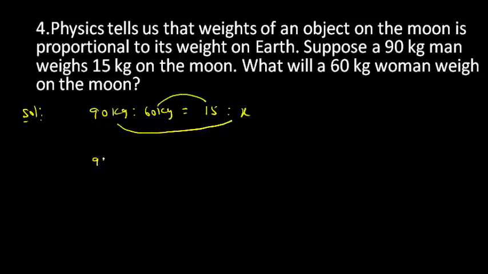That means 90 into x equals 60 into 15. So x equal to 60 into 15 by 90. Here 0 0 cancel. 3 divides 6 in 2 times. 3 divides 9 in 3 times. 3 divides 15 in 5 times. So 2 5s are 10 kgs.